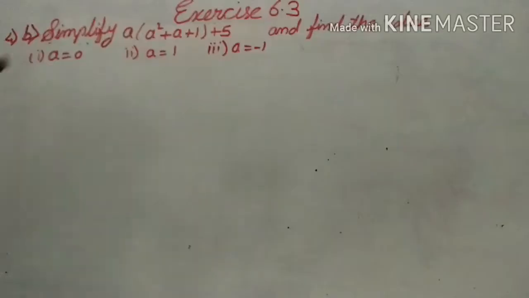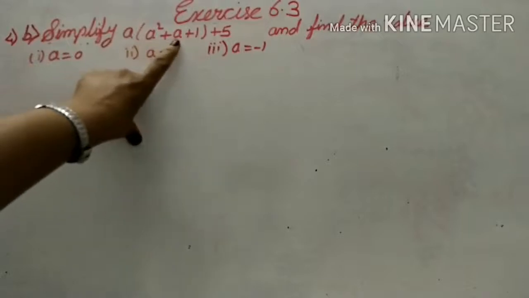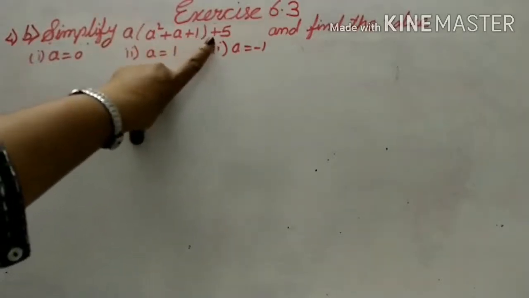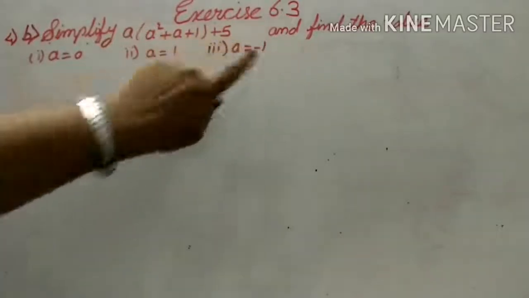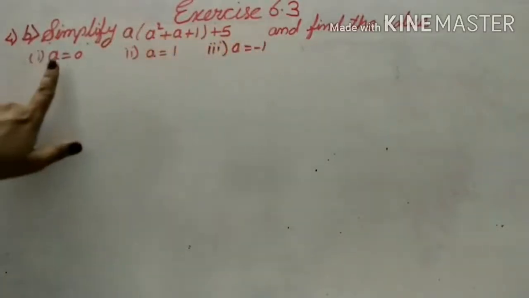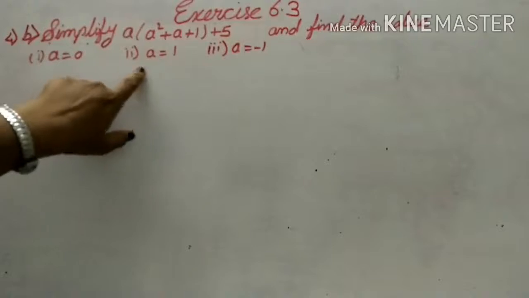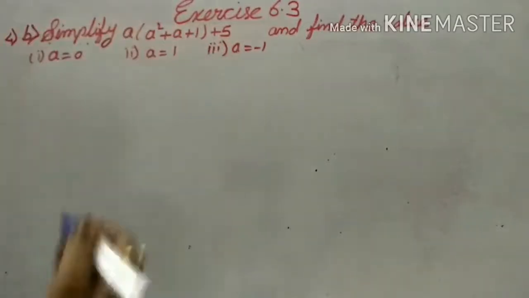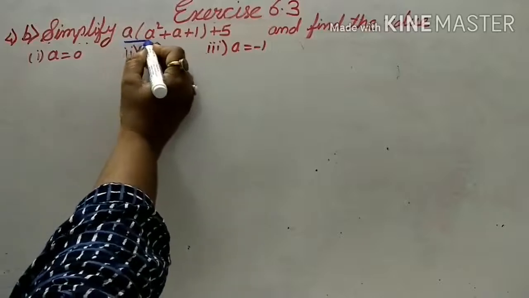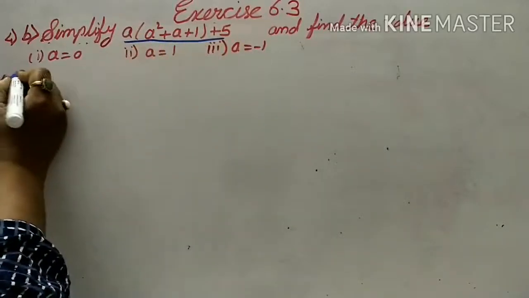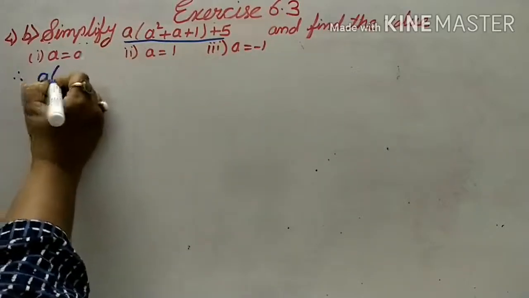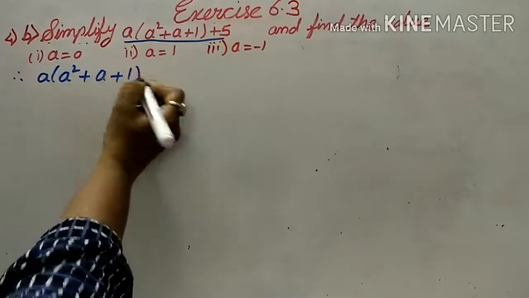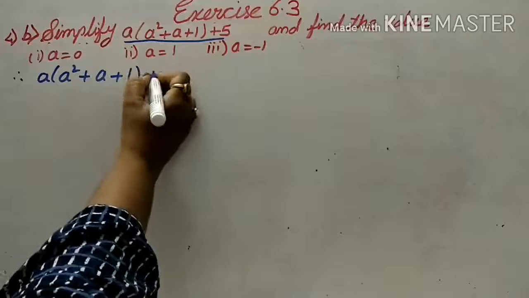Fourth one, B. Simplify a into bracket a square plus a plus 1 bracket close plus 5 and find the value. First is what? If a is equal to 0, second a is equal to 1, third a is equal to minus 1. First we'll simplify this expression. Therefore, a into bracket a square plus a plus 1 bracket completed plus 5.